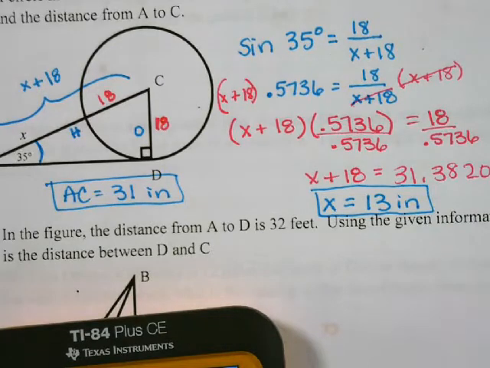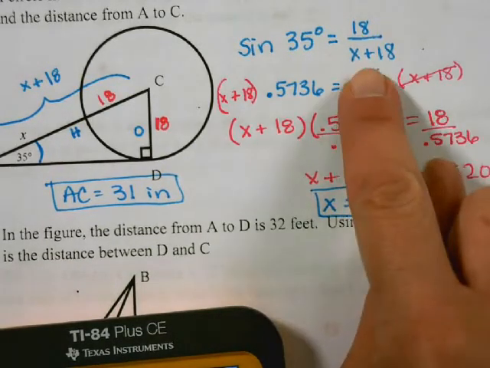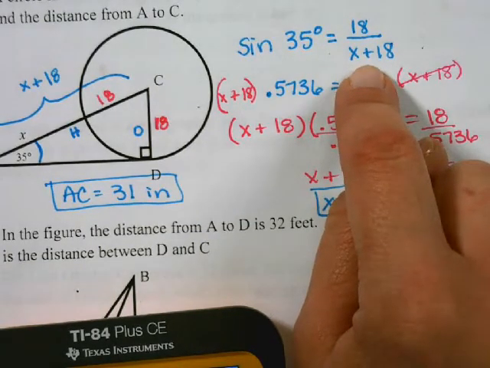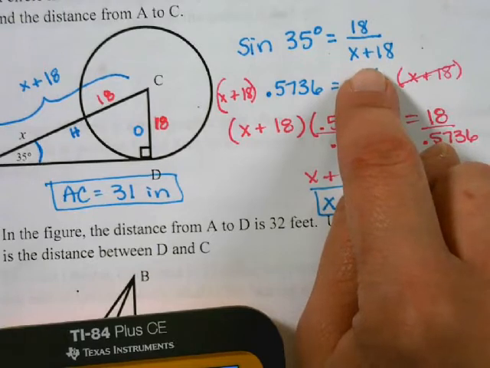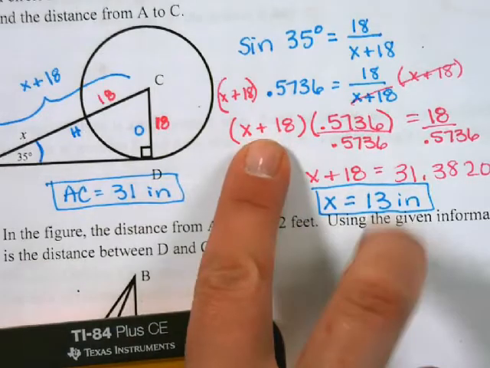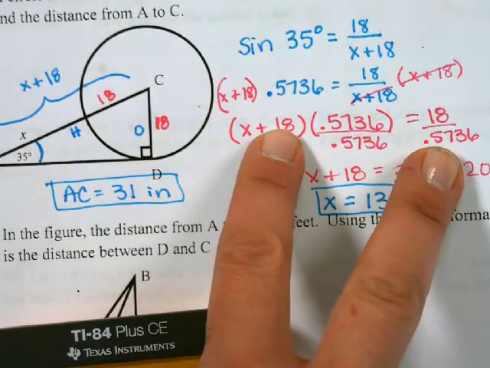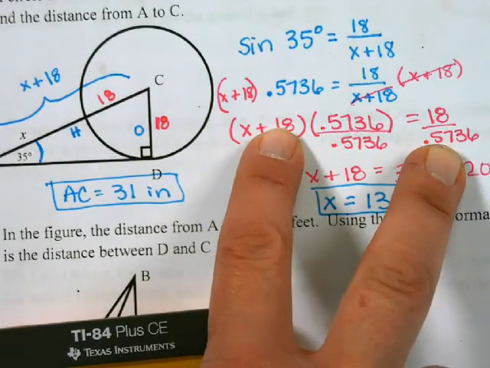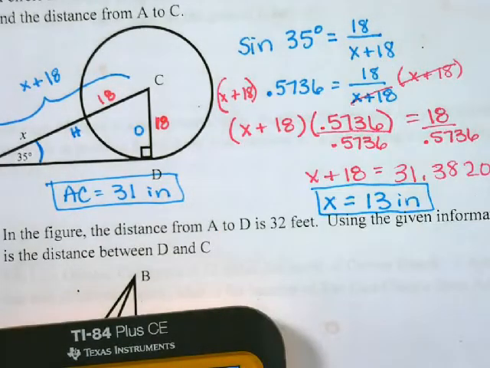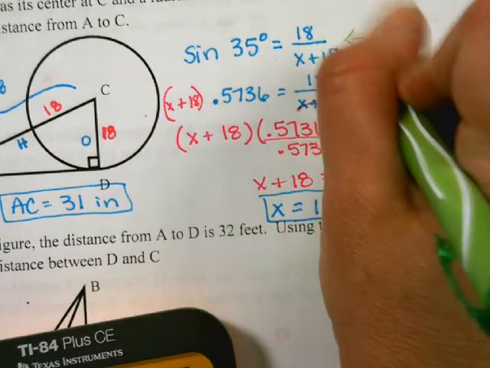Notice what happened, and I just want you to see it because I think some of you that I've had before, I showed you a trick. If your variable's in the denominator, look at what we did. My variable's in the denominator there. Pretty much what I did is I switched those two. So x plus 18 is equal to 18 divided by the sine of 35. Do you see that?